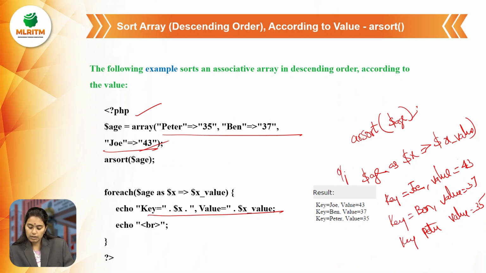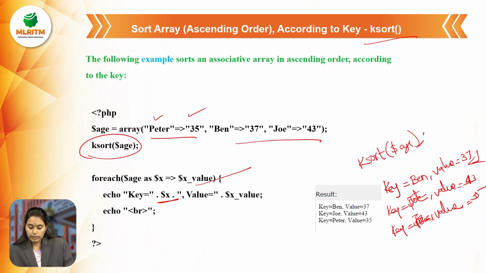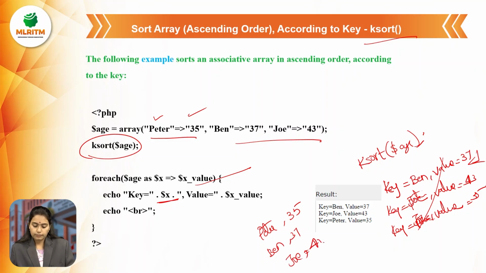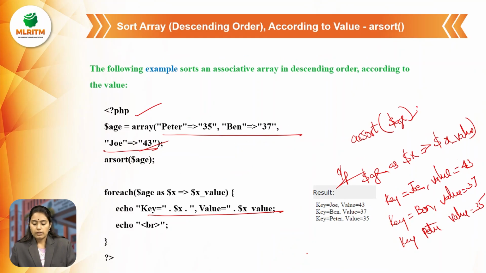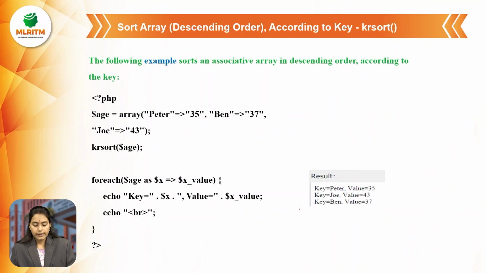35. This will be the output for sort array descending order. What is ascending order? Small to big. That is, small means it should be Peter 35, Ben 37 and Joy 43. Thus, a sort example is clear, right?